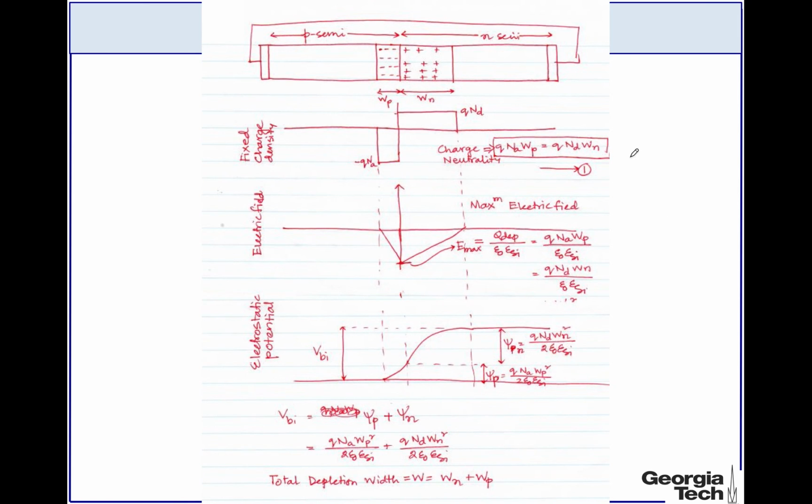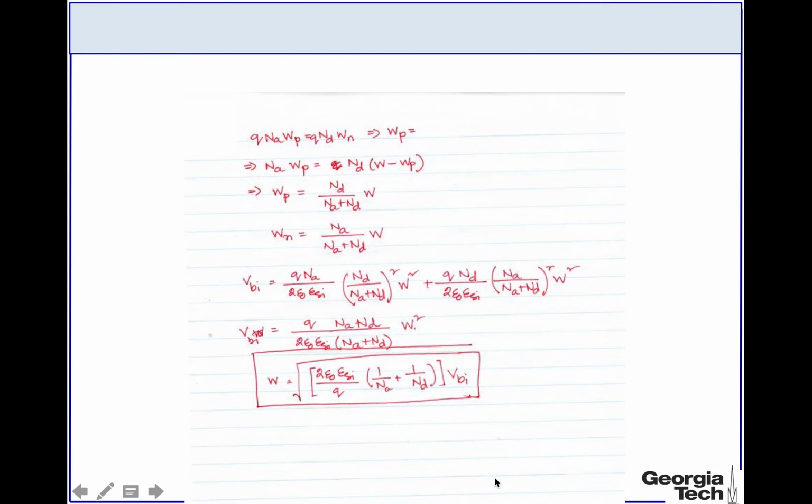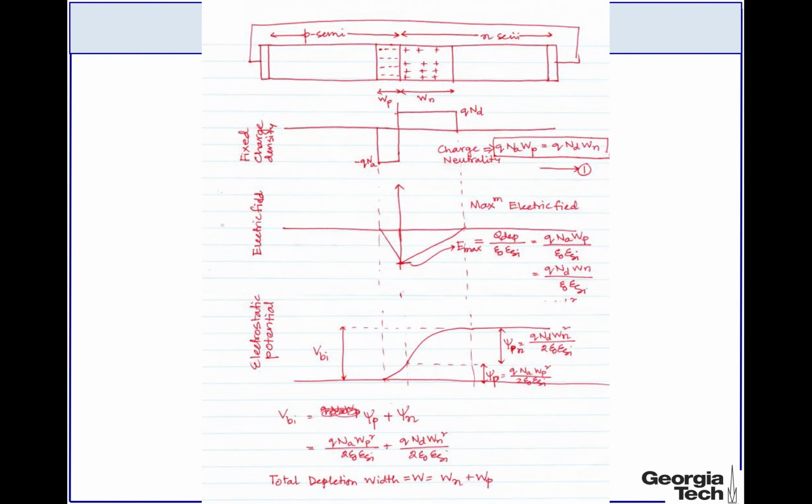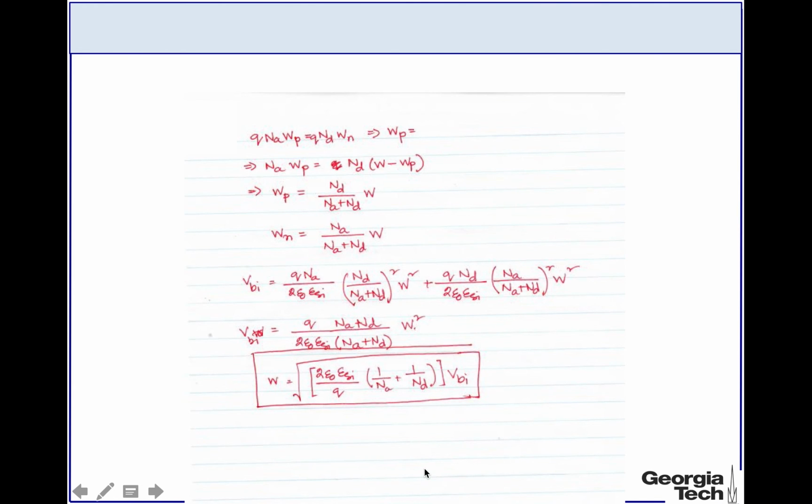So here again the charge neutrality condition, then we derive the maximum electric field, and then the built-in potential psi p plus psi n, and simply psi p comes out to be this, and the total depletion width is W, which is Wn plus Wp. All right. So now here we have an expression for VBI in terms of Wp and Wn. What we want to have is an expression for W in terms of VBI, or an expression for VBI in terms of W.